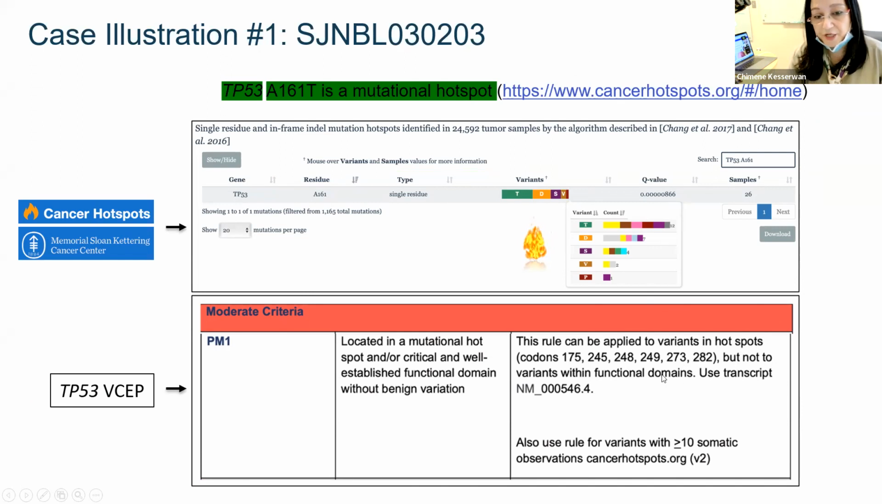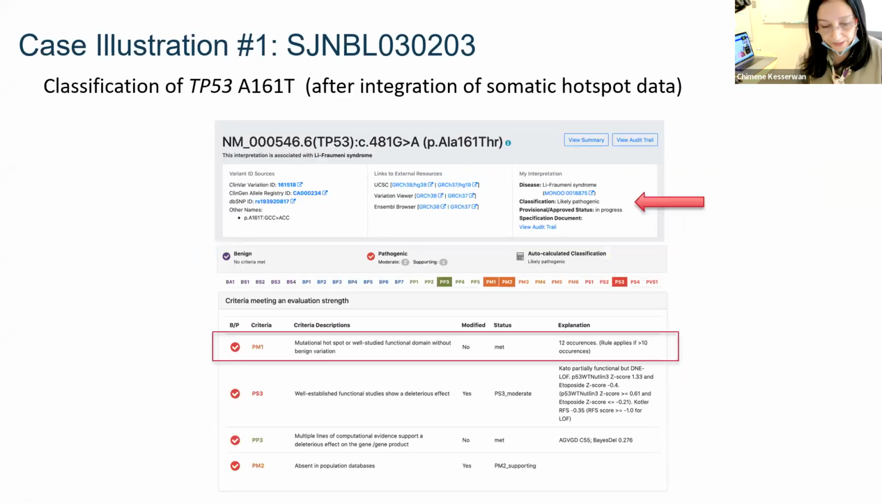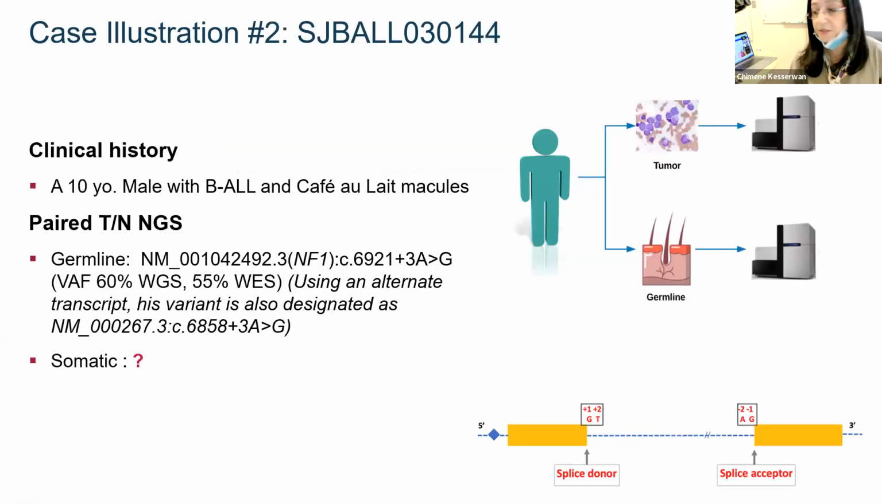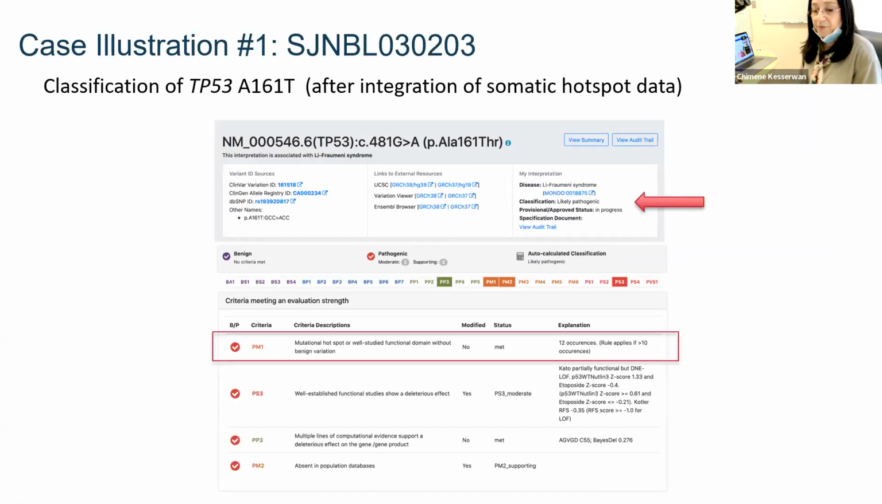It can be applied to variants in hotspots 175, 245, 248, 249, 273 and 282, but not to variants within a functional domain. And so we integrated this rule, and now what do we have, with the addition of other variant evidence? Now it is a likely pathogenic variant, and that is important because having a likely pathogenic variant in P53 has implications not only for the patient, but also for the family. You need to do cascade testing for at-risk relatives and institute the appropriate surveillance.